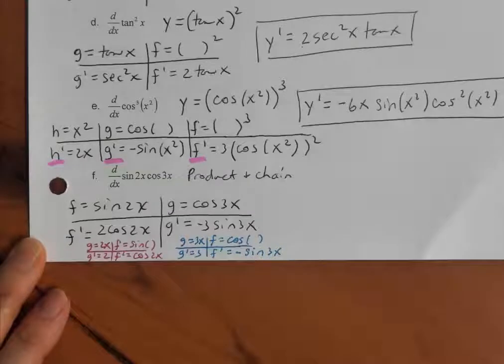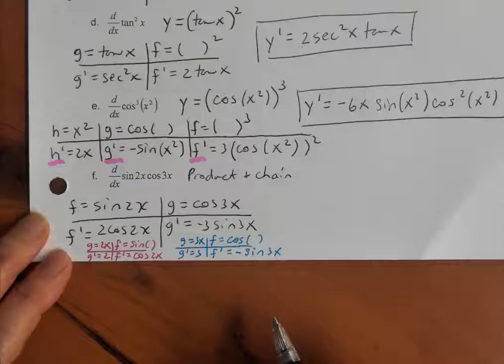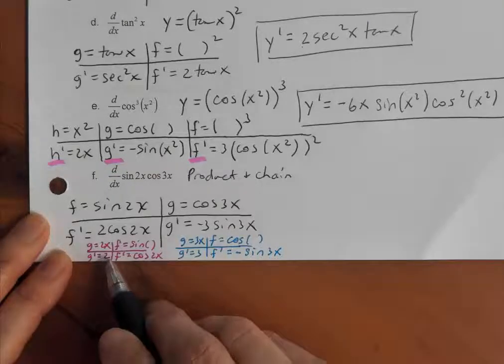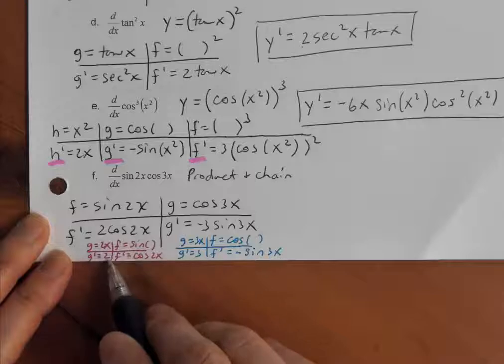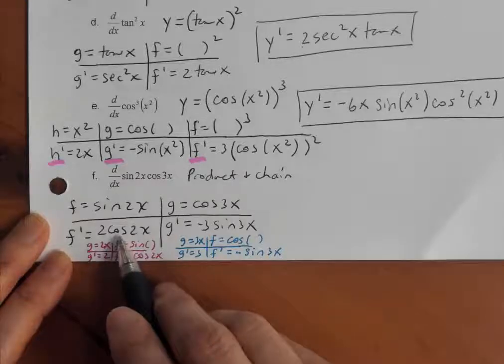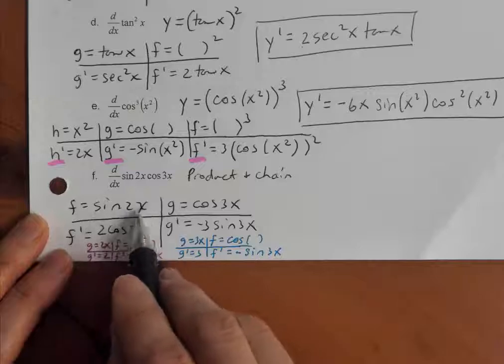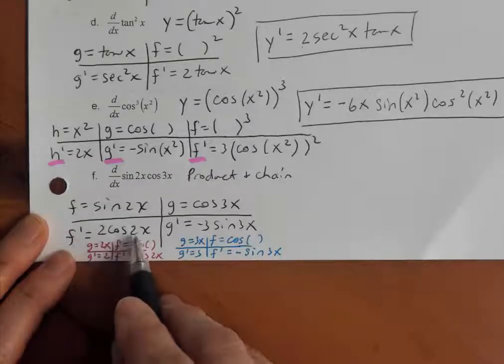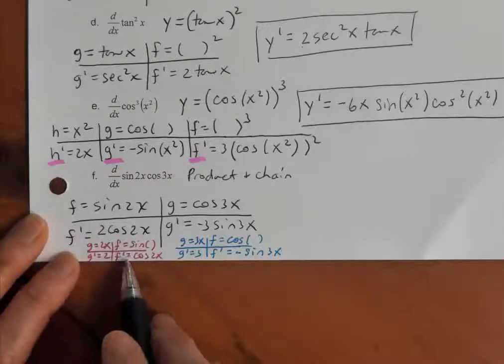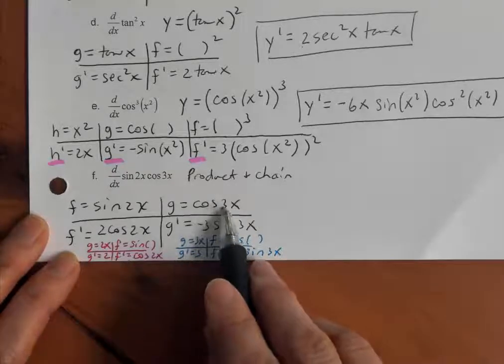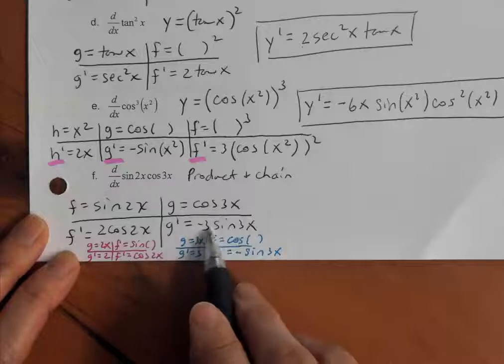Yes, go ahead. Is the derivative of sine, cosine 2x for the f prime at the bottom? This one? No, the f prime at the bottom, the pink one. So the derivative of sine 2x is 2 cosine 2x, because you have to use a chain rule. So I tried to show the chain rule template on this. Okay. And then the derivative of cosine of 3x is negative 3 sine of 3x.